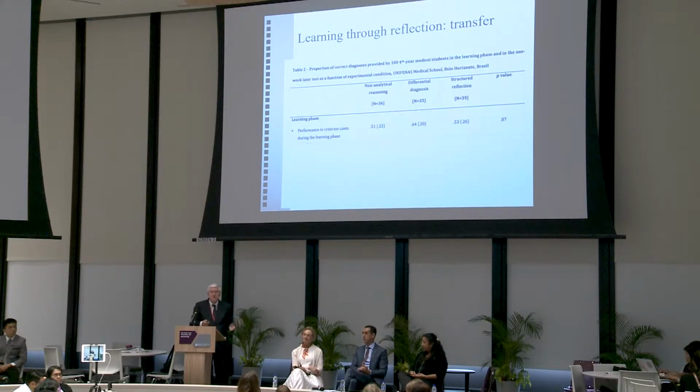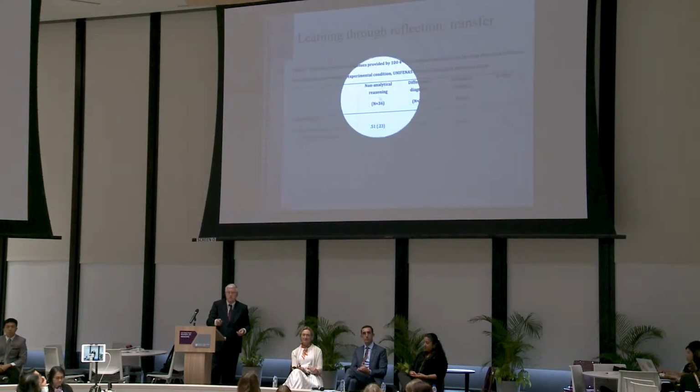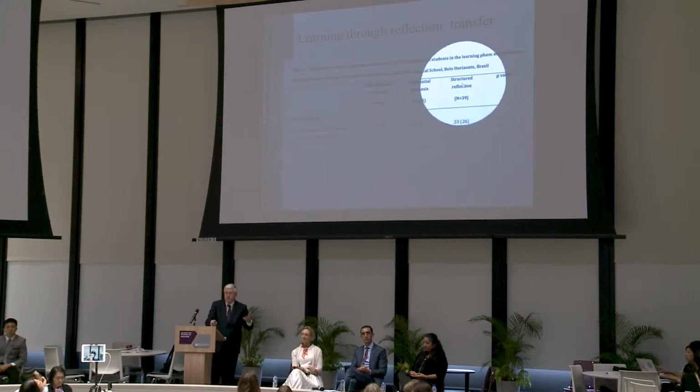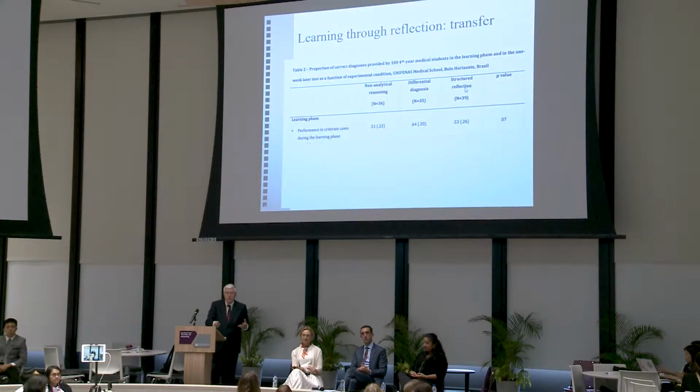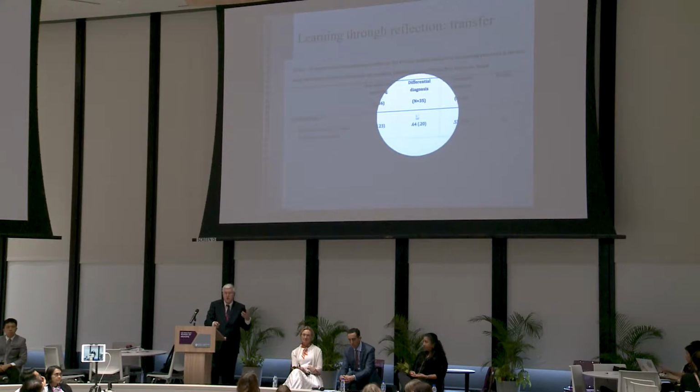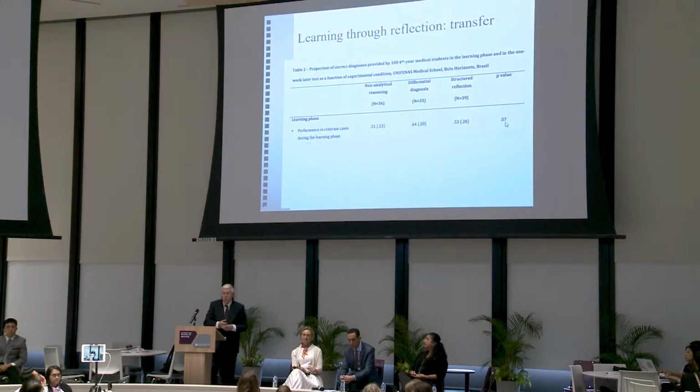Now let's see what happens. This is the performance of the 3 groups. You have the non-analytical reasoning group. This is the group that simply has to get 1 diagnosis. There's the differential diagnosis group, and there is the structured deliberate reflection group. And what you see is that the differential diagnosis group during the training phase is doing almost significantly better than the other 2.